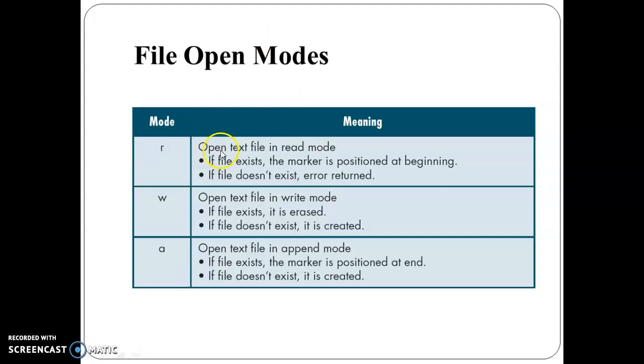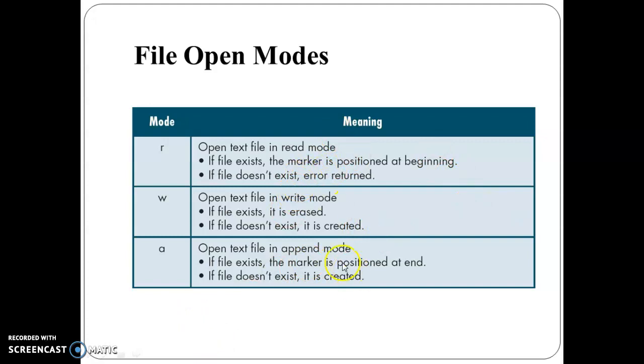r mode is the reading mode. Open the text file in read mode. So how the operation takes place: if the file is already present on your hard disk, then the marker is positioned at the beginning, and if the file is not present on your hard disk, it will throw you the message that there is no file present, that is, an error is returned.